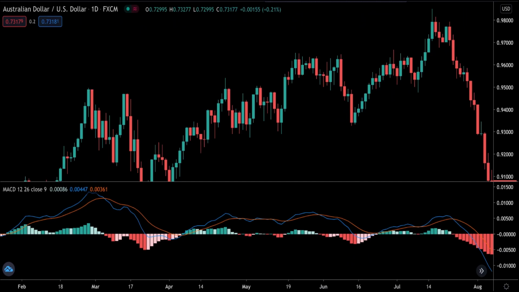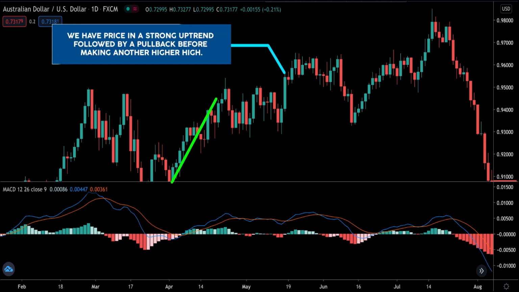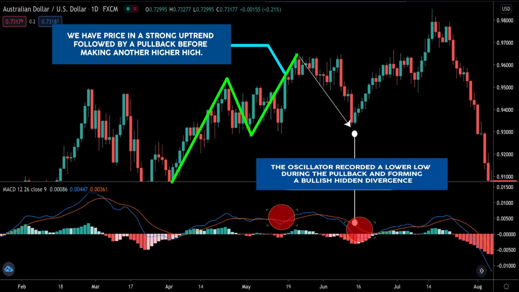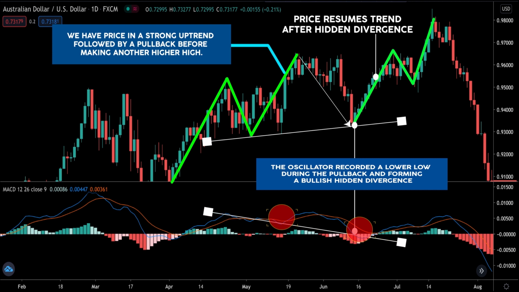Let me show you an example of a hidden divergence. Here, we have price in a strong uptrend followed by a pullback before making another higher high. If we look at the oscillator, it recorded a lower low during the pullback and formed a bullish hidden divergence. This signals that the price is likely to resume its prevailing trend, and in this case, you can see that price did precisely that.